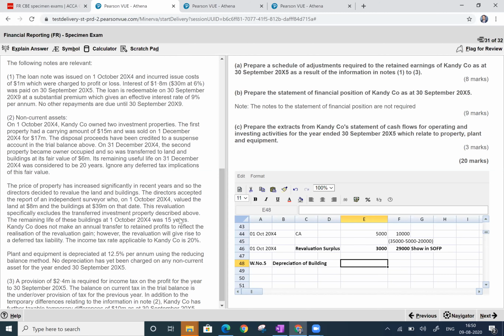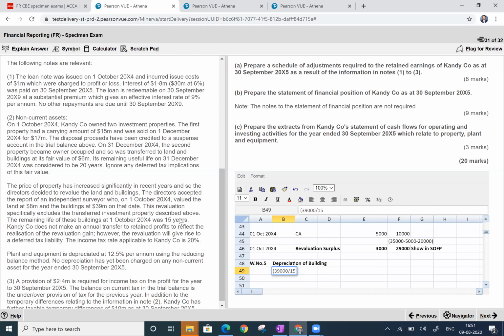It had a remaining life. So building at what value will show? Revalued value. What is a revalued value? Building, it is 39 million. So 39,000 minus new residual value. If new value is not there, take the old value. Nothing is there. So minus 0 divided by remaining useful life, divided by 15.